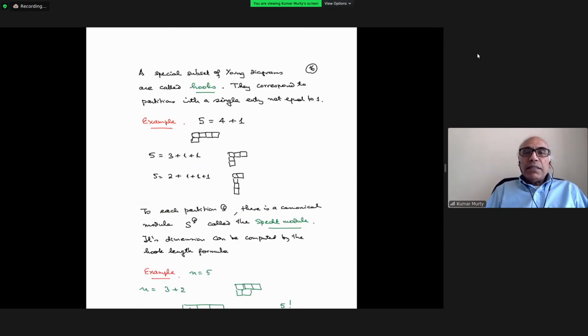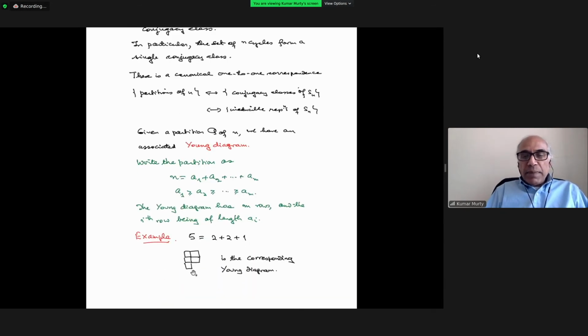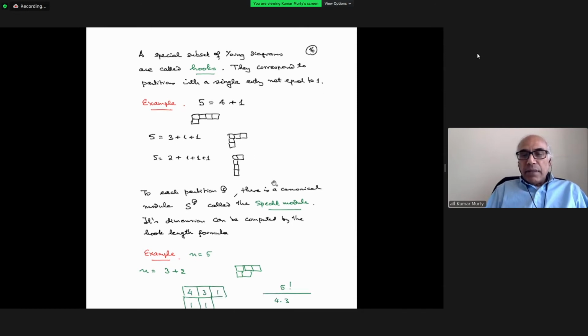Okay, a special subset of Young diagrams. I can make a lot of these diagrams, but there's a special kind of Young diagram called a hook diagram, because they look like hooks. They correspond to partitions where there's only a single entry not equal to 1. For example, 5 is 4 plus 1: here there are 4 blocks and a single block here. If you write 5 as 3 plus 1 plus 1, there are 3 blocks, and then a 1 and a 1. Similarly, 2 plus 1 plus 1 plus 1: there are 2 here, and then 1, 1, 1. All of these are examples of hooks. There's only one entry which is not equal to 1, and the others are all 1s.